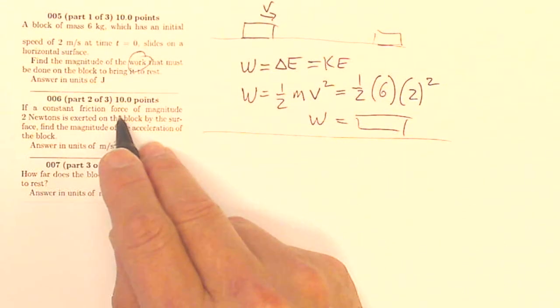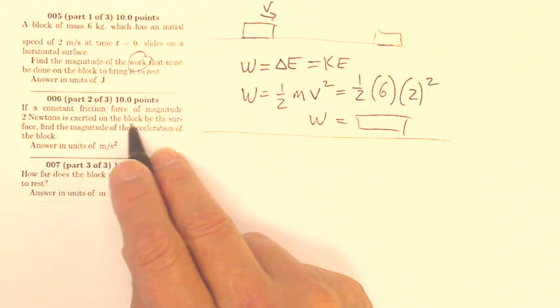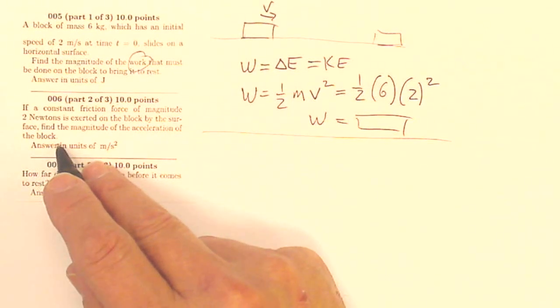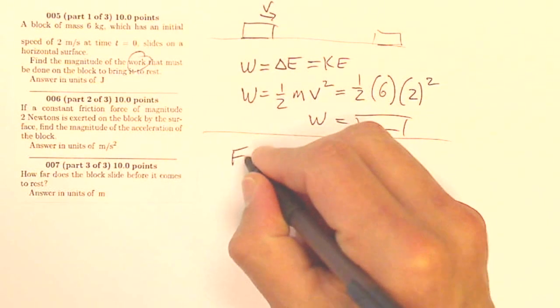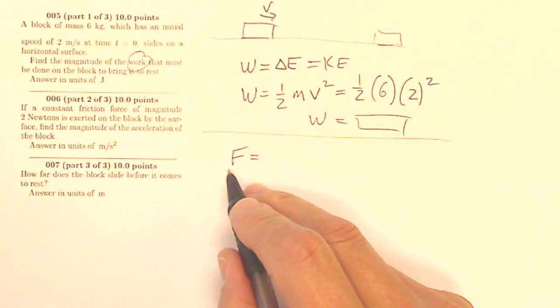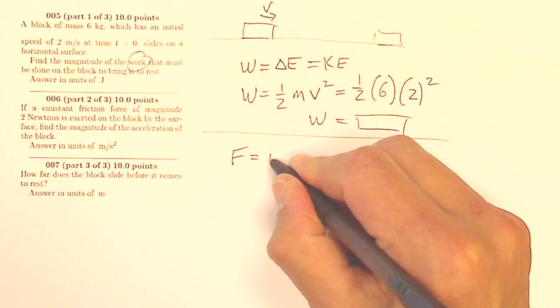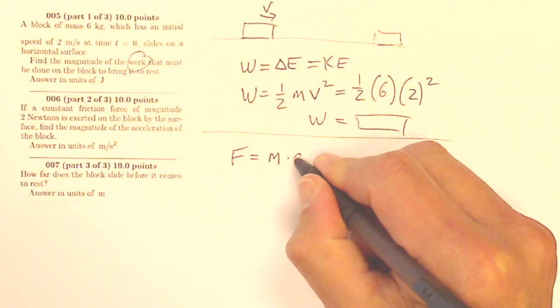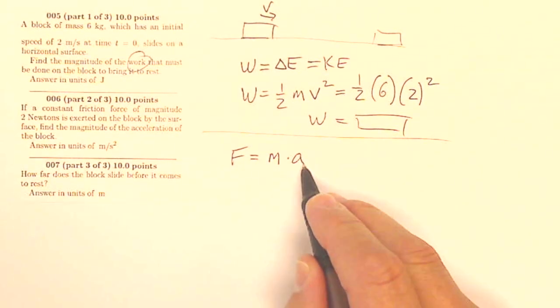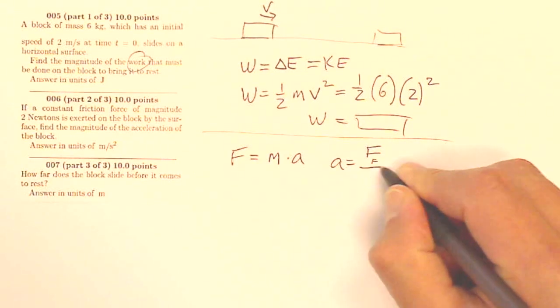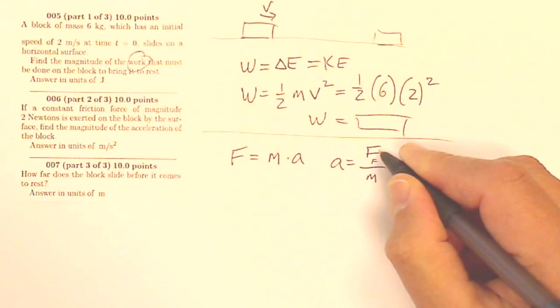If a constant friction force of magnitude 2 newtons is exerted on the block by the surface, find the magnitude of the acceleration of the block. This turns out to be easier than you think, because the force on the block, the friction force, is 2 newtons. It's going to equal the mass of the block times the acceleration of the block. So the acceleration is going to be the force of friction divided by the mass, because that's going to be the net force.